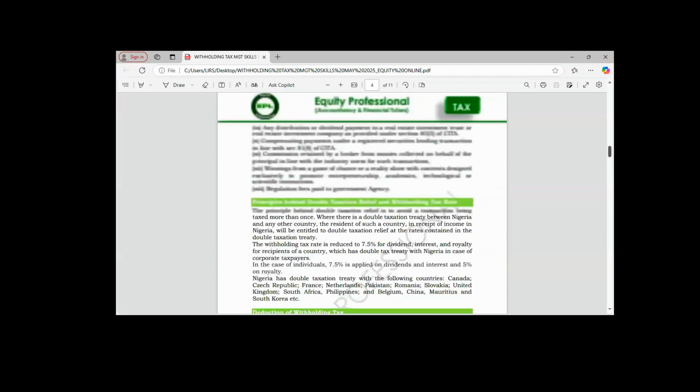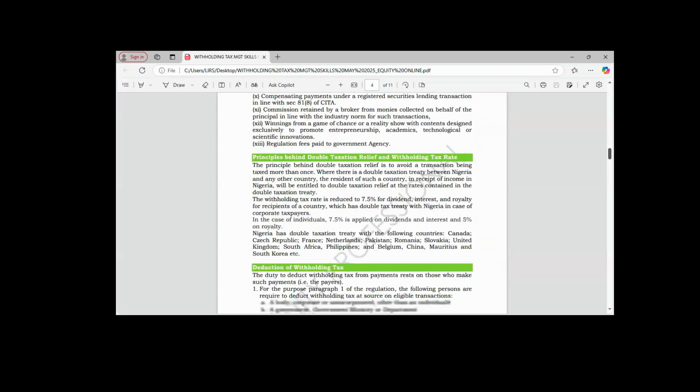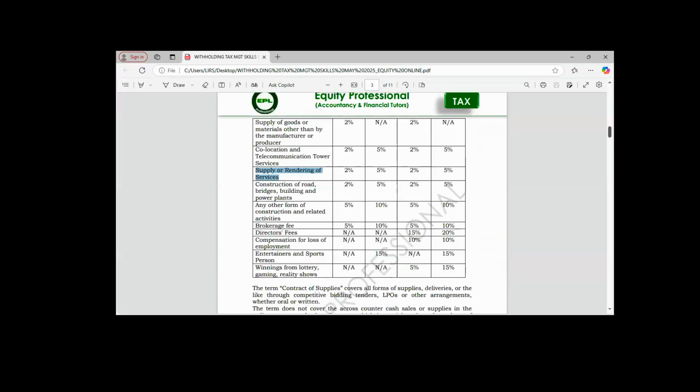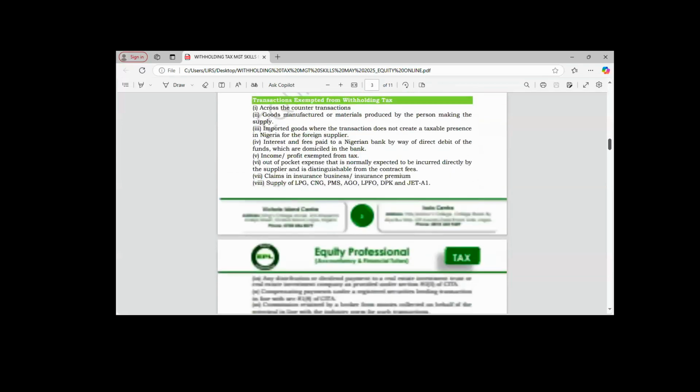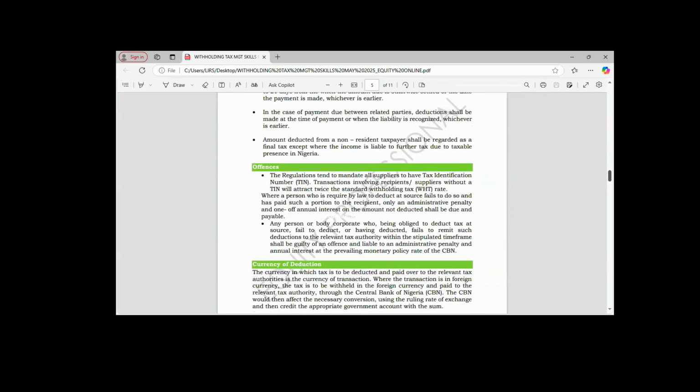Like for instance, if you are dealing with a supplier, let's say the supplier is going to supply you, maybe rendering services to you. But that supplier does not have a TIN number or a payer ID. If that person is a resident individual, instead of charging him 2%, you are going to charge him 2 times that value. You are going to charge him 4%. Because he does not have a TIN number. So where a supplier does not have a TIN number, you are going to charge 2 times the standard rate.